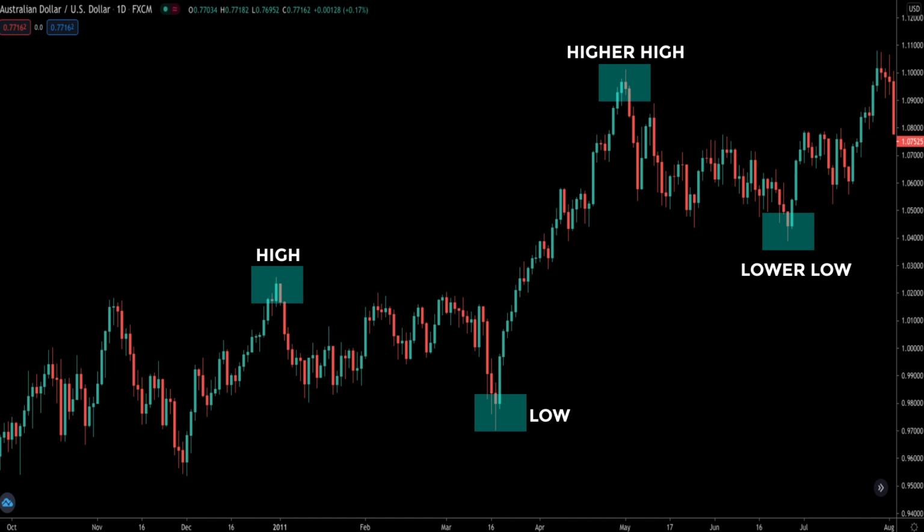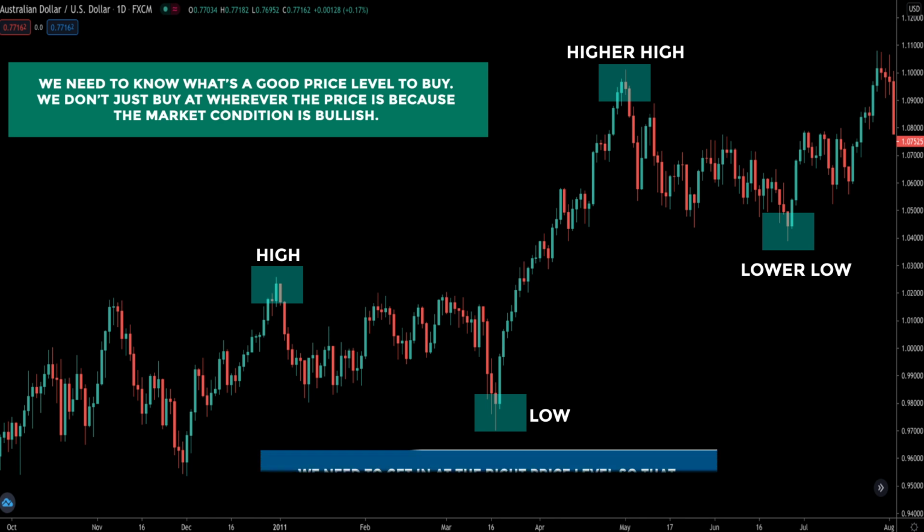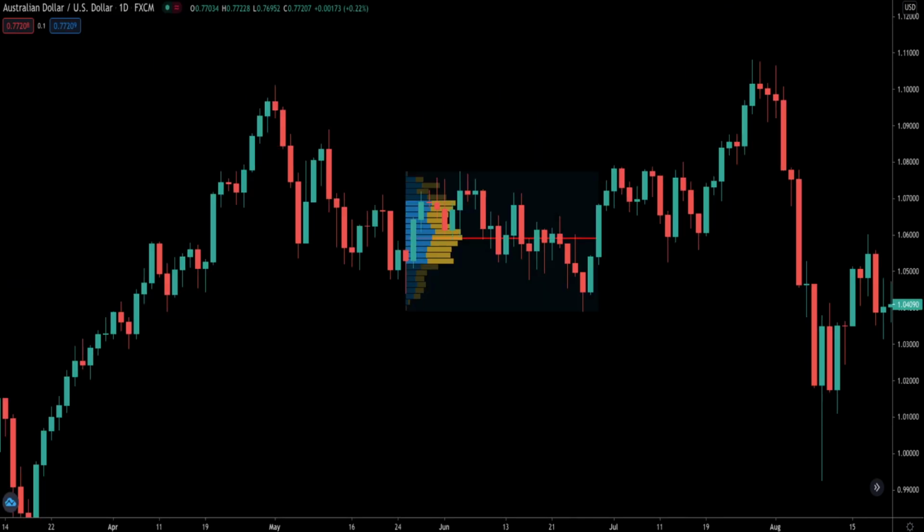Let's move on to the second step, P for price level. We already know that we want to buy, so of course we need to know what's a good price level to buy. We don't just buy at wherever the price is because the market condition is bullish. We need to get in at the right price level so that we can minimize our risk and maximize our reward. To do that, let's pull out the volume profile tool.